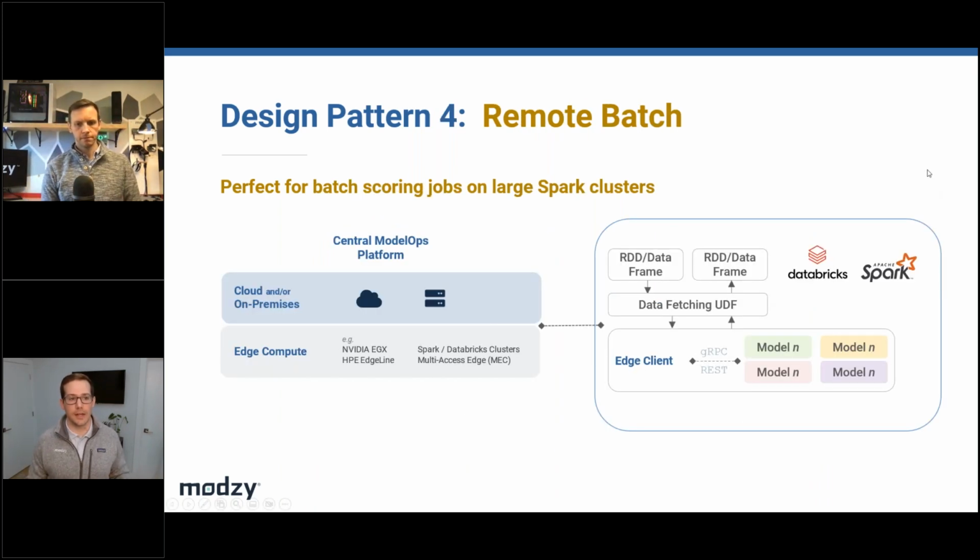And finally, the last design pattern is something that we call remote batch, which is great for running large batch jobs in remote Spark clusters. So imagine you're a multinational corporation or a global bank and you collect millions of data points daily. And perhaps you store all that data in clusters that are co-located by region, right? And so you may have a dozen Spark clusters around the globe. And instead of taking all that data and sending it to where your models are, you can take models and send them directly to those Spark clusters and run those large batch jobs.